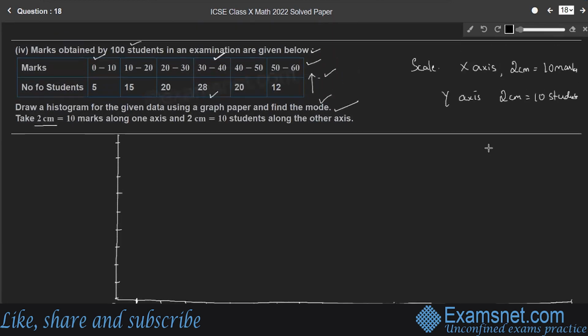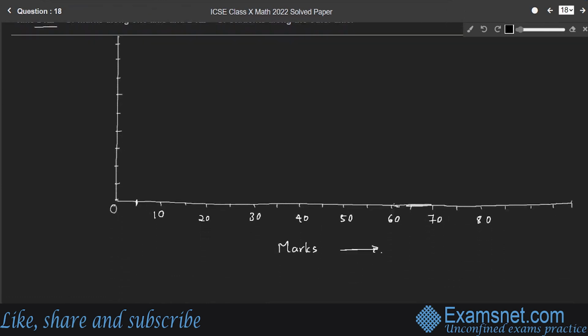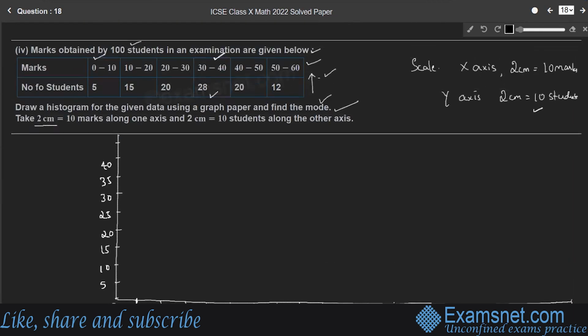Then along the y-axis, we are taking the number of students. 2 centimeters is equal to 10 students, which means 1 centimeter is equal to 5 students. So we'll take 5, 10, 15, 20, 25, 30, 35, 40. Up to 40 we will take, because the maximum number of students is 28 here.